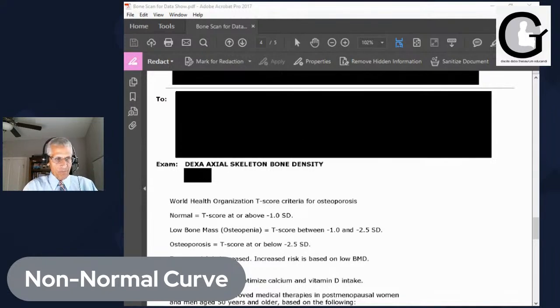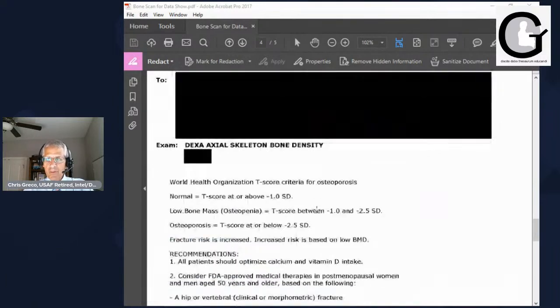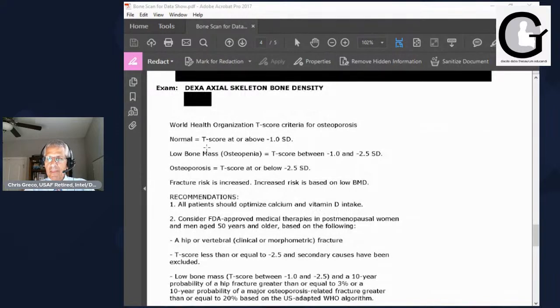You make a t-score. And that t-score is basically based on non-normal curves or distributions. Normal distributions use z-scores. So what do we have here? Well, you have that t-score at or above negative 1 standard deviations, normal. Low bone mass, what they call osteopenia, is a t-score between negative 1 and negative 2.5, and then osteoporosis, which is a t-score at or below negative 2.5.